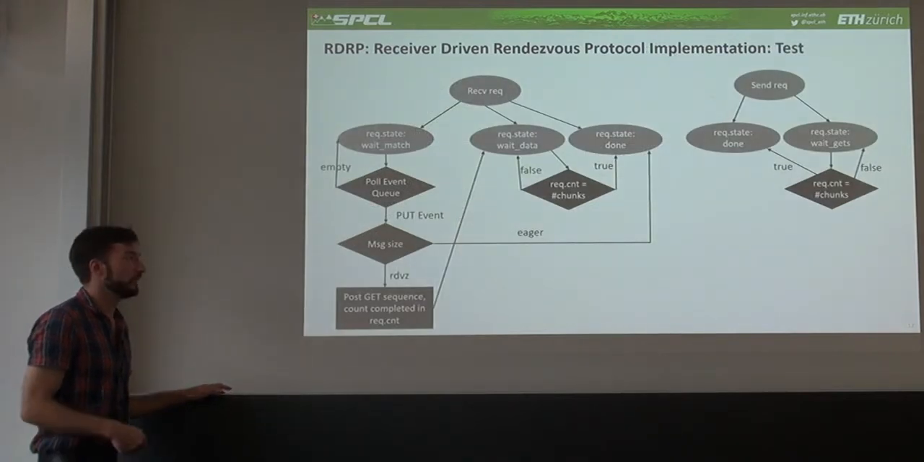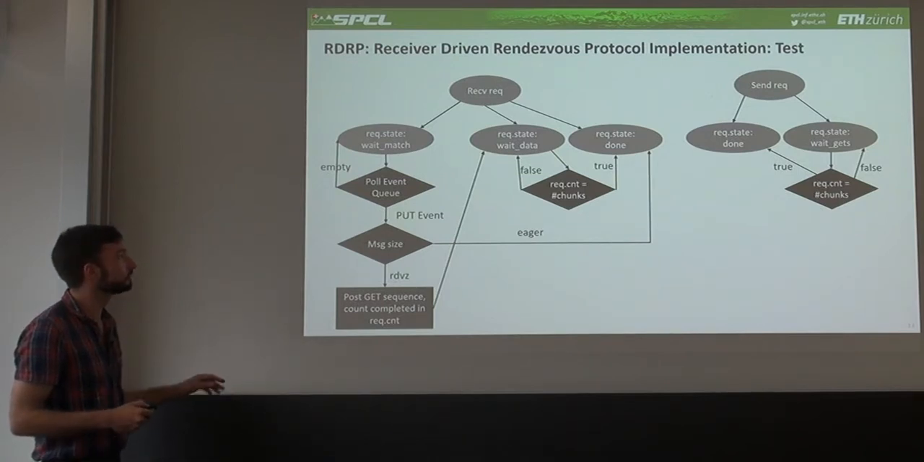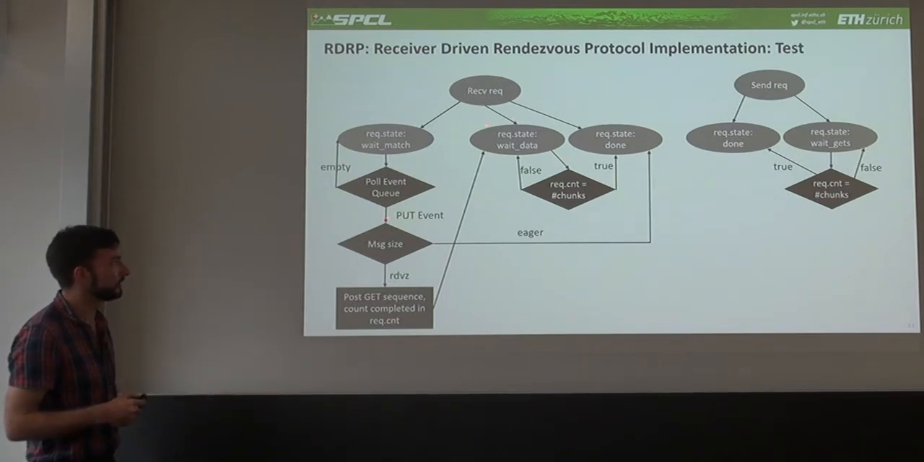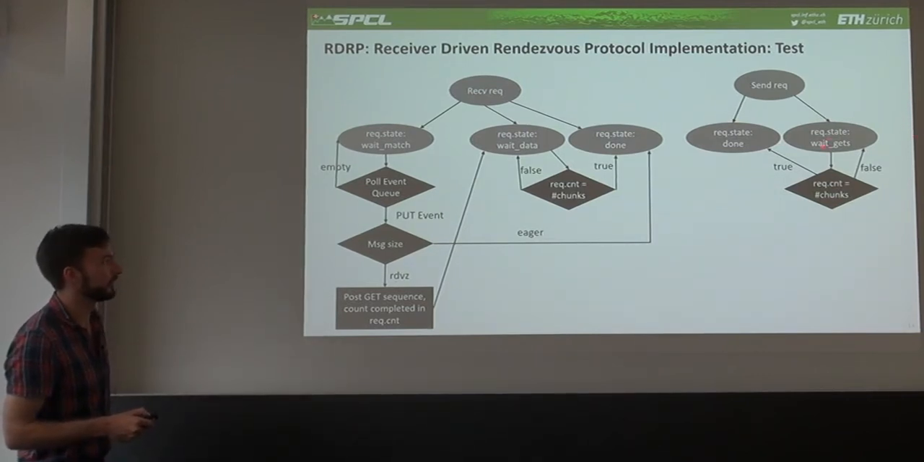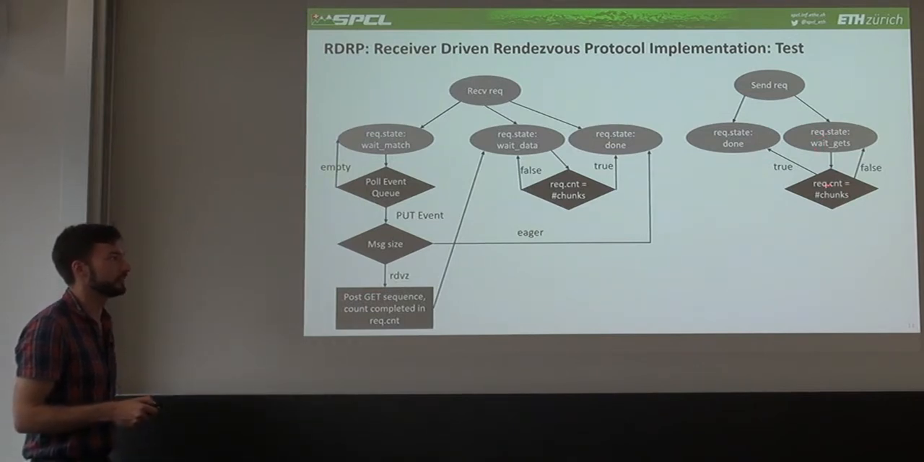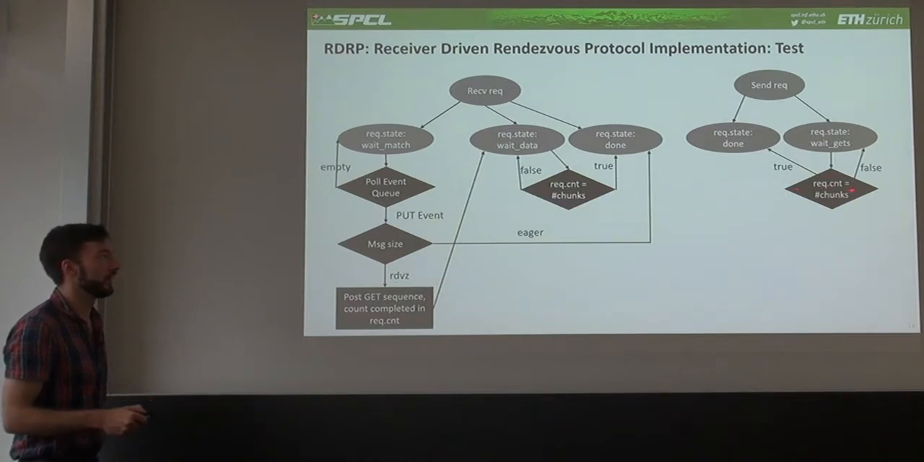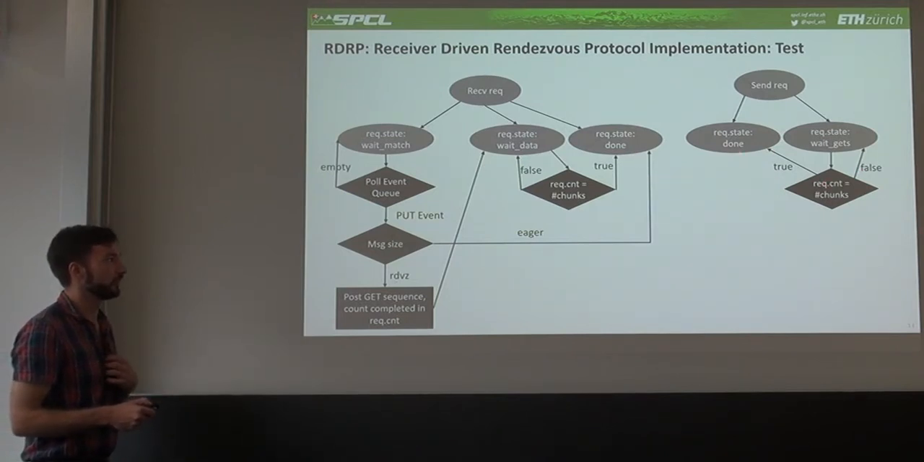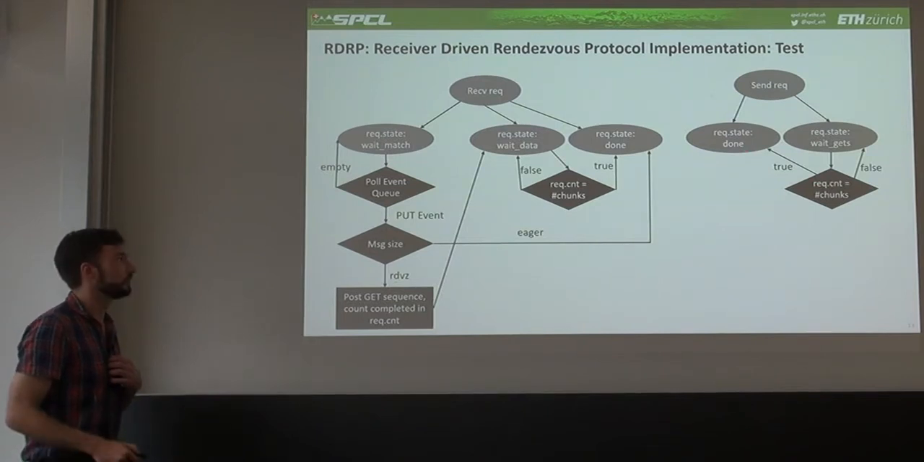And then we need some way to progress operations, because we don't have full offload now. We show here what the test function does. So these are the possible outcomes of the receive and of the send function. And this is actually very simple to implement. For the send function, all that can happen is that we wait for the get. So if we test for completion, we simply poll this counter. And if we see that the right amount of chunks has been received on the receiver side, we set the request to done.